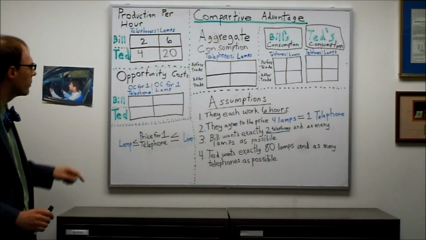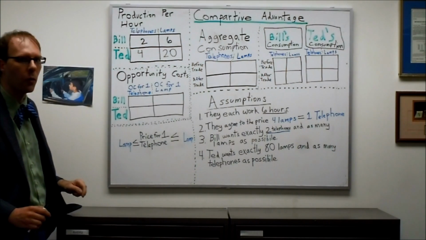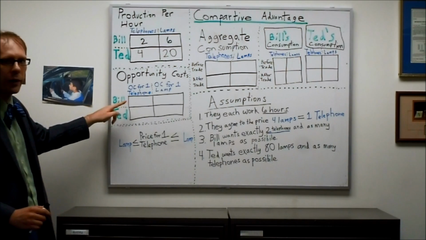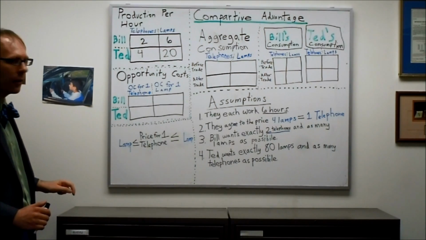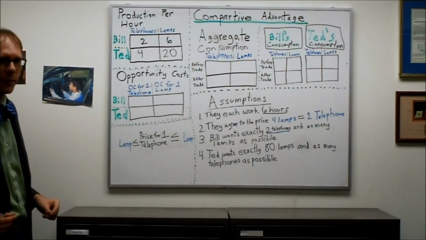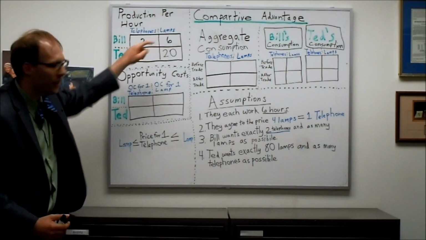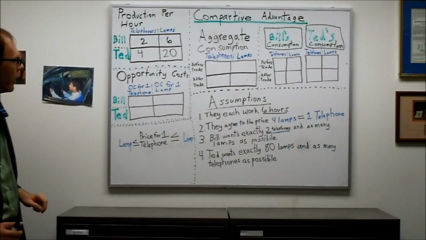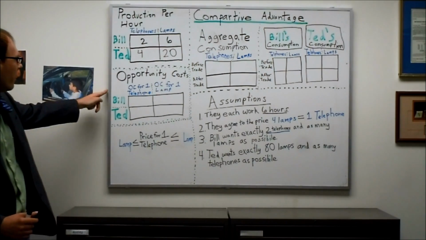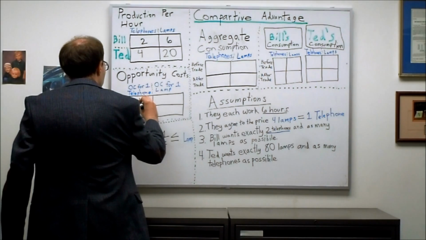Bill can produce 2 telephones for every 6 lamps. We want to know how many lamps he gives up to produce 1 telephone. To figure this out, we take 2 and divide it by itself to make it 1. When we do this, we also divide 6 by 2. That equals 3. That lets us know for every 1 telephone Bill makes, it costs him 3 lamps.